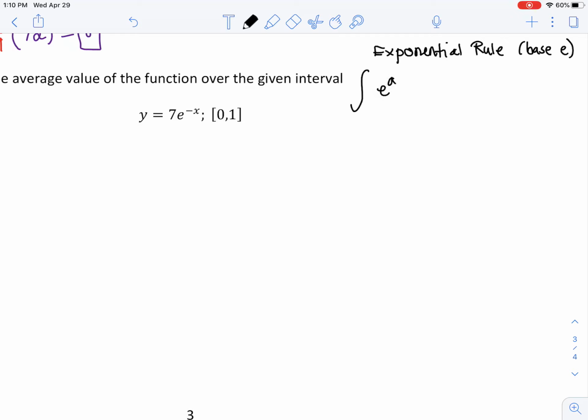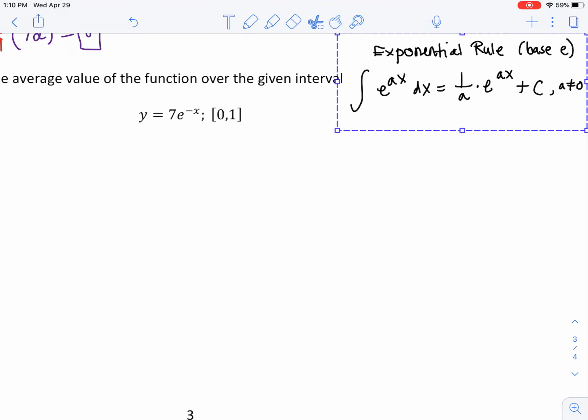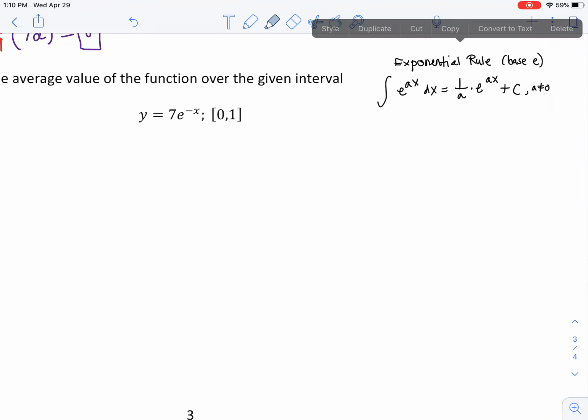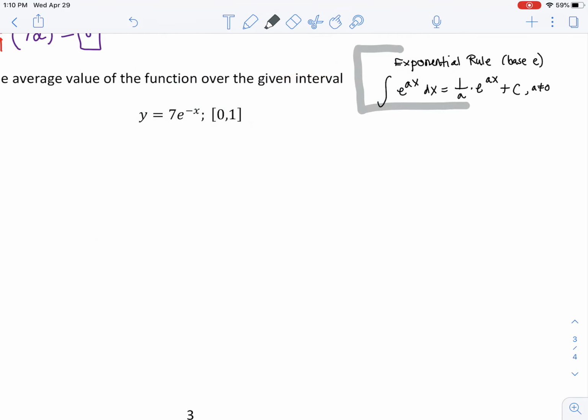For base e, a review of 4.1 real quick. If you want to integrate an expression like e raised to the ax power dx, the indefinite integral had the form 1 over a times e to the ax plus C, right? We're not going to have to worry about C in this case because we are going to have bounds. We're going to have a definite integral to plug in. But a does not equal 0. So this was the rule that we talked about in section 4.1.